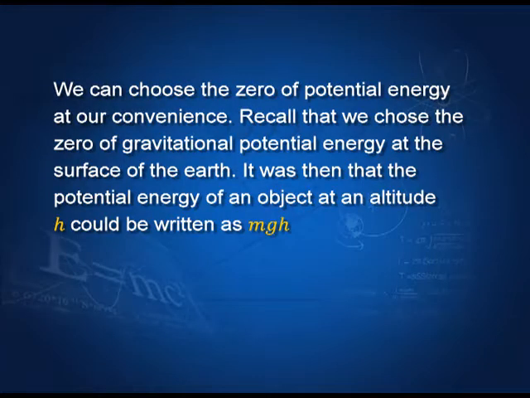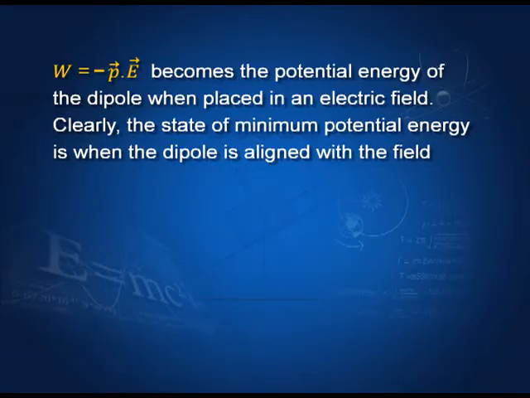Remember that we can choose the zero of potential energy. I have explained this many times, because it is the potential difference that matters. So, zero does not matter. The work done is minus P vector dot E vector. This becomes the potential energy of the dipole when placed in an electric field.